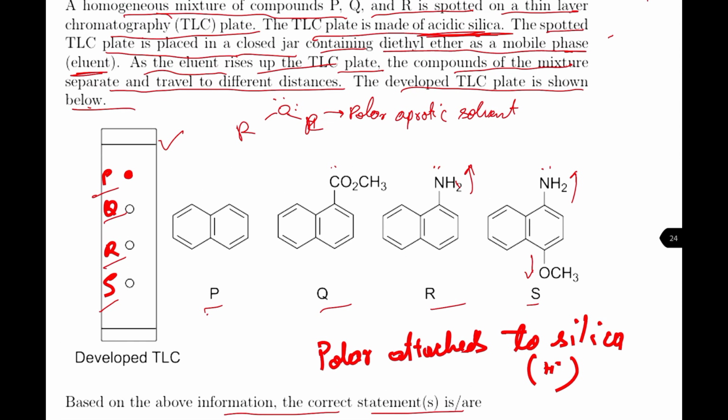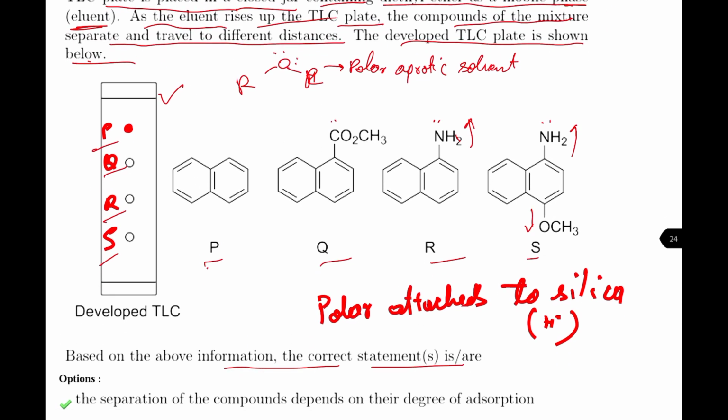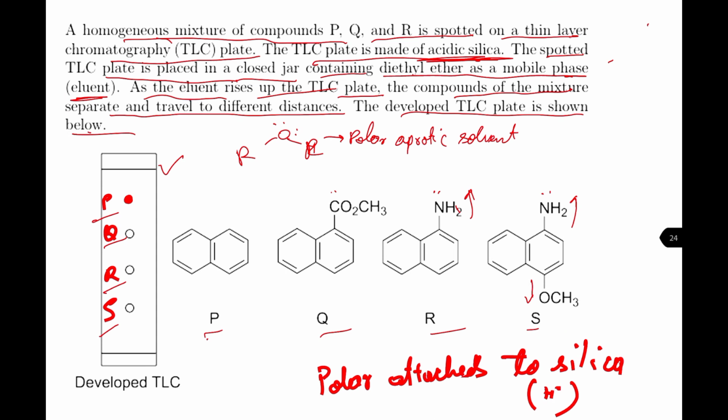All of you know about adsorption and chromatography. If you note, they have mentioned acidic silica, right? So the basic compounds, the bases, will stick to acids more. Therefore, first, you can see here NH2 groups. So these two compounds will stick to the TLC plate, so they will move less. P and Q do not have any basic functional groups, so they will travel farther.